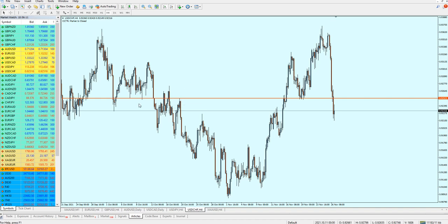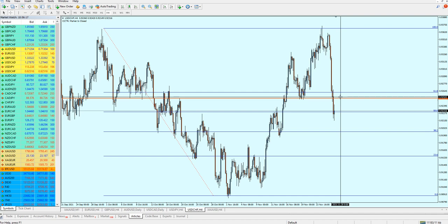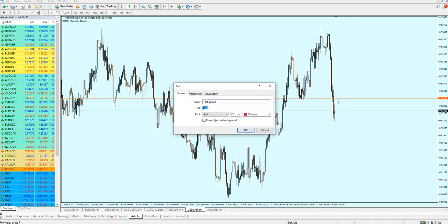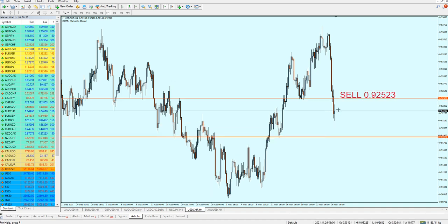Let me just make sure of the Fibonacci retracement. Yes, near 61.8. Fantastic. I think that's very easy. USD CHF is good for the sell at 0.92523, and the take profit level should be that support right here, 61 pips.